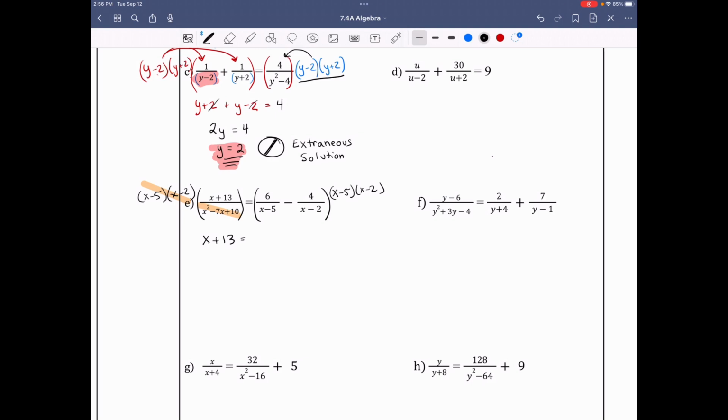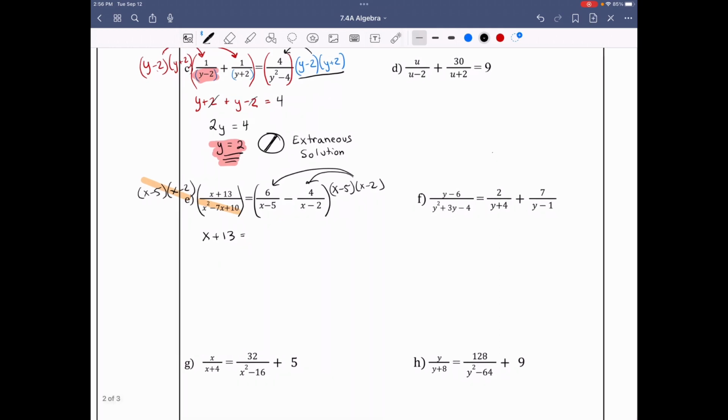On the right side, we have to distribute to each of these. When we distribute to the 6, the x minus 5's cancel, and so we just have 6 parentheses x minus 2. And with the 4, don't forget that we have a minus, we have minus 4. The x minus 2's cancel, so we're just left with x minus 5. Now we have to distribute some more. So we have x plus 13 equals 6x. 6 times negative 2 is negative 12.